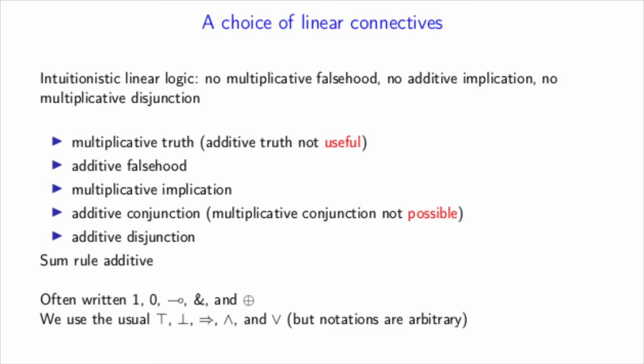These connectives are often written with a typical notation of linear logic. In this talk and in our paper, we have chosen to use the more usual notations for truth, falsehood, implication, conjunction, and disjunction. But of course, this is just a matter of choice of notations, and if you don't like our notations, you can use others.